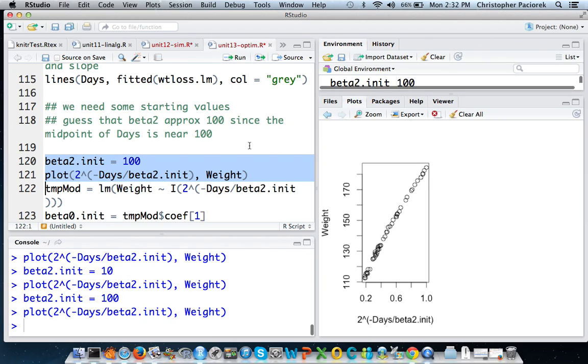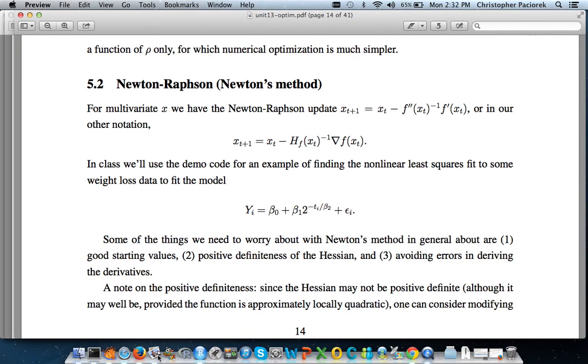Okay, so now I have a potential starting value for beta 2. How do I get starting values for beta 0 and beta 1? So Guanzheng, any ideas? So what does this look like? If I tell you what beta 2 is, what can I do?